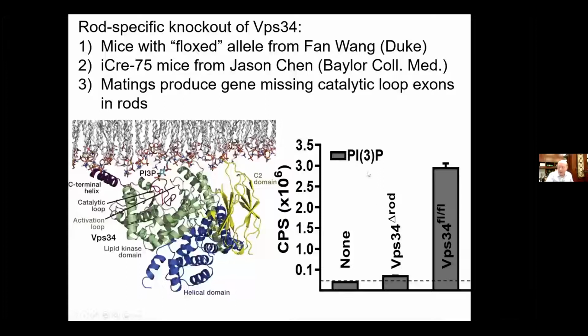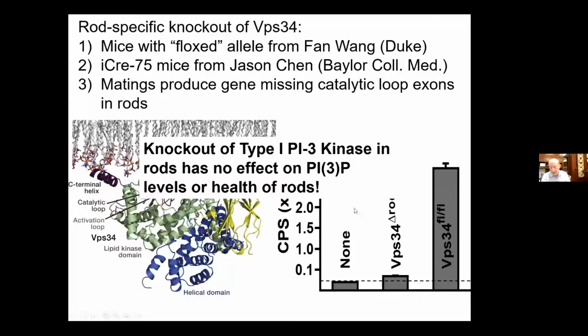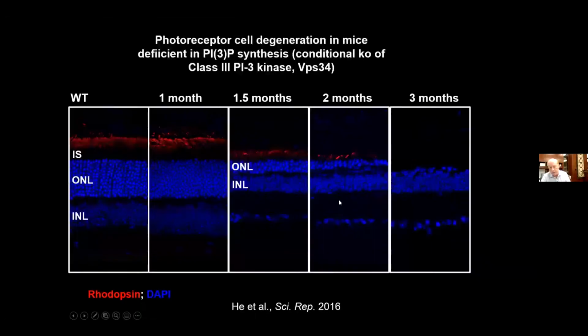And when we analyzed the PI3P levels in the rod cell specific knockout, we found that in the rod outer segments, there was basically no PI3P left. The very little bit that we could detect above background can be easily attributed to the presence of a small amount of contaminants from other cell types, as compared to the large amount that we see in the flox allele without expression of Cre. And we did similar experiments with the p85 knockout of the type 1 PI3 kinase, and there were no effects on the PI3P levels, and there was no effect on the health of the rods. And that work has been published.